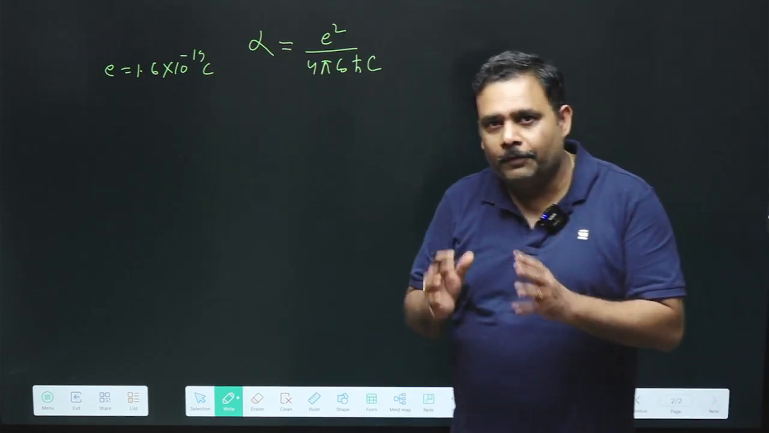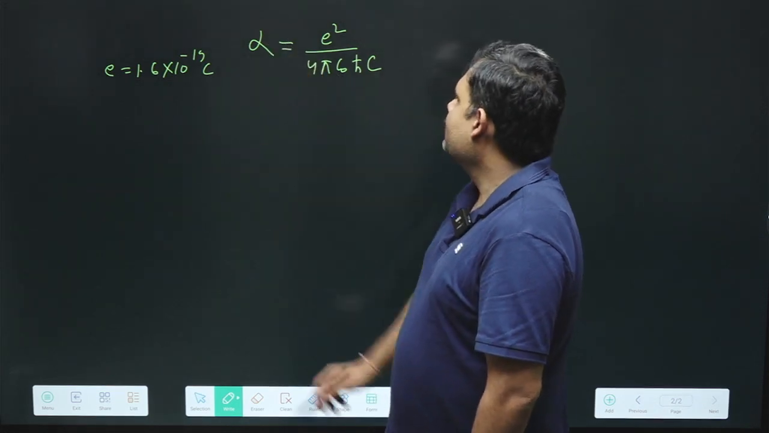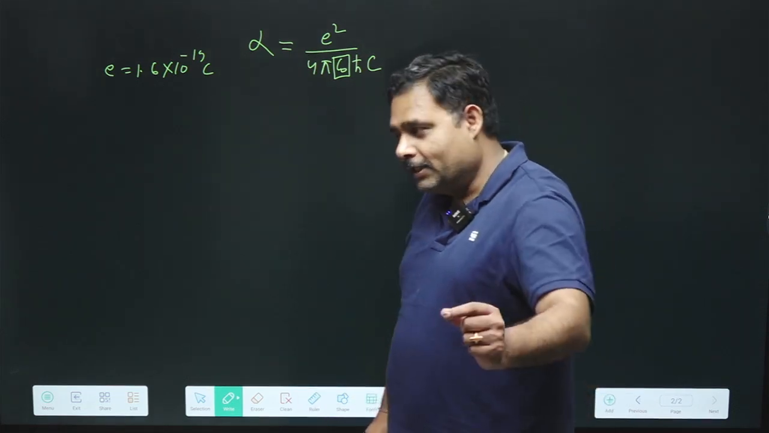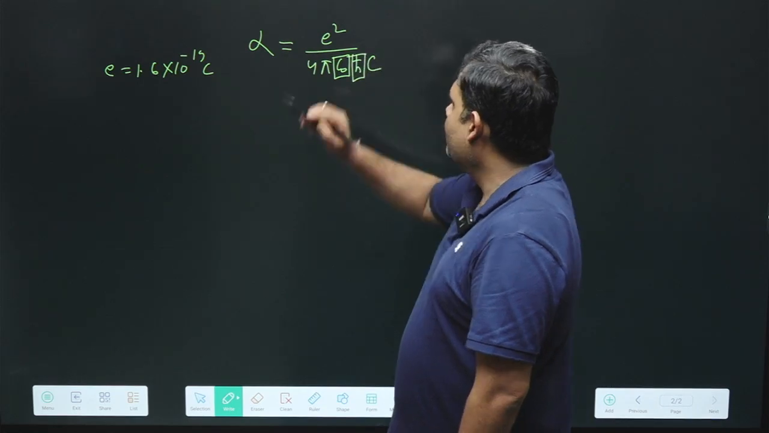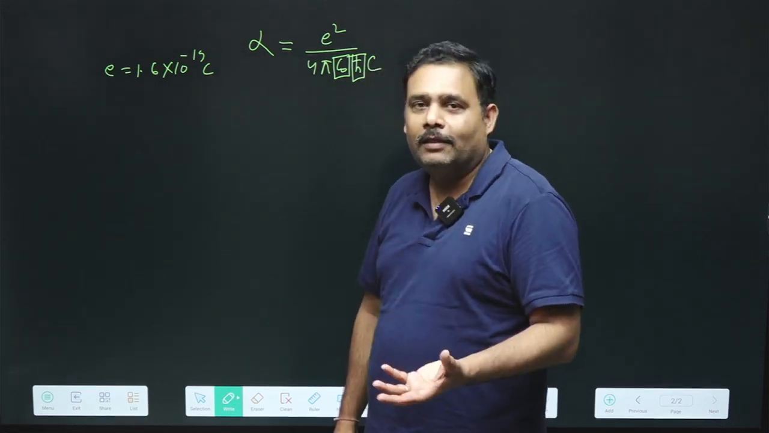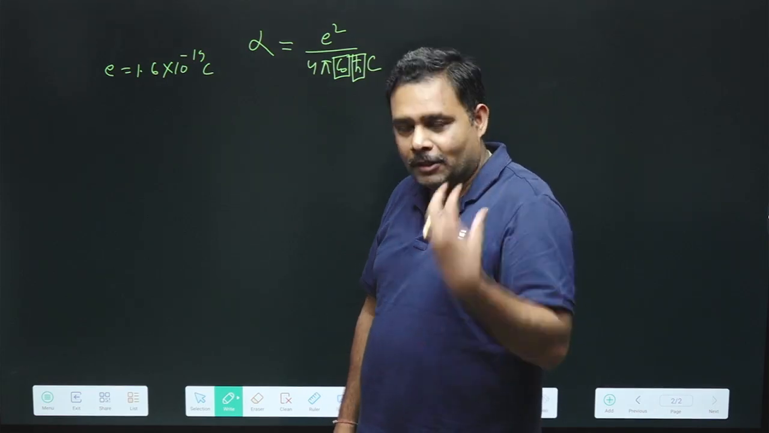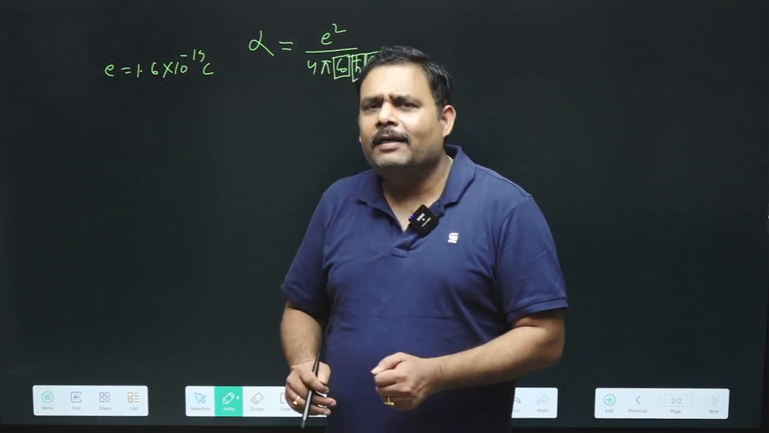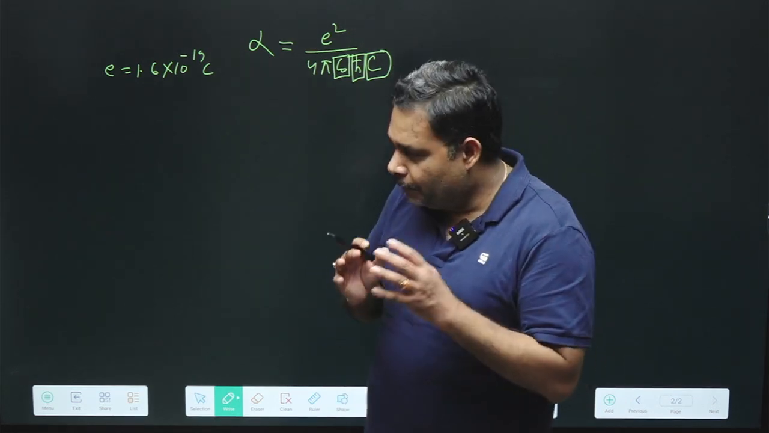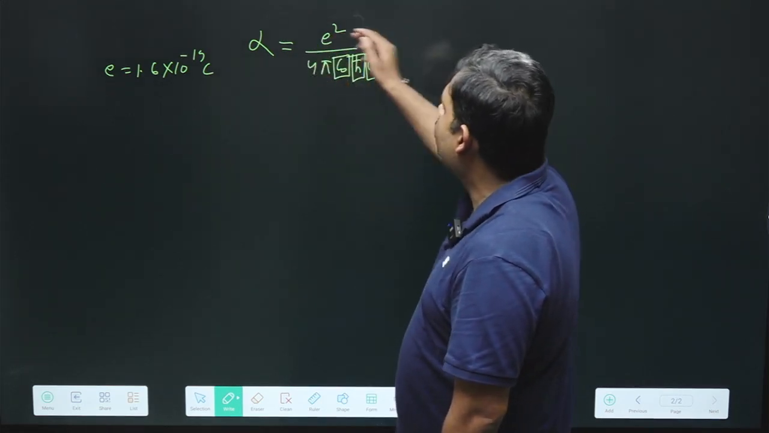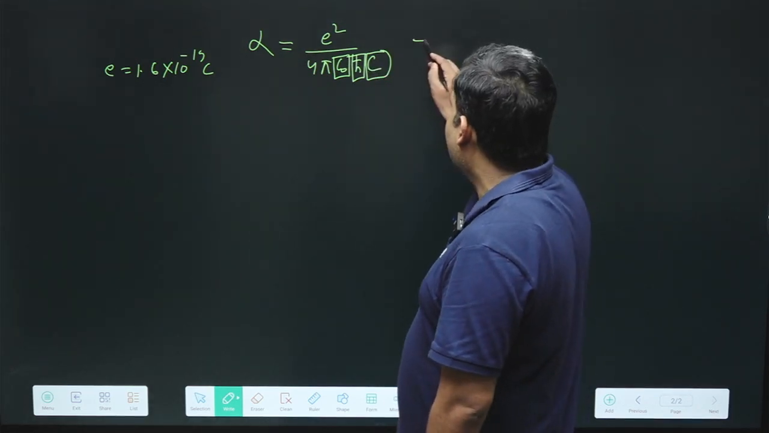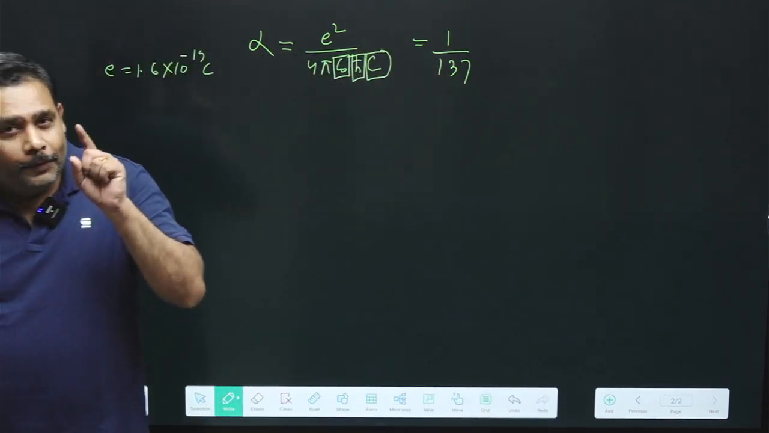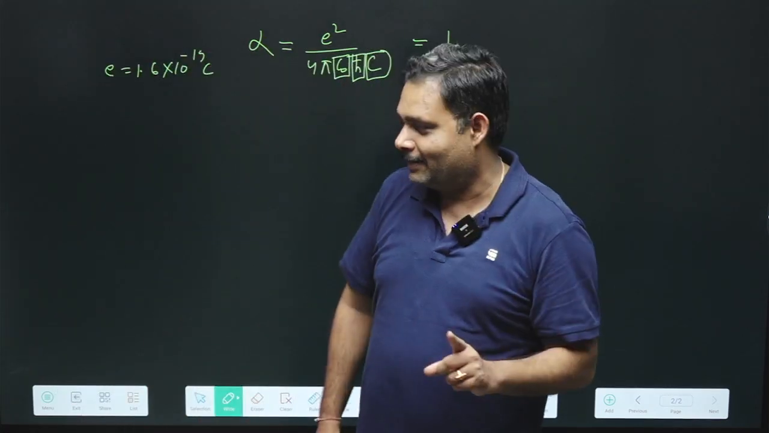And now you can see the beauty of this: the fine structure constant is a function of epsilon naught, which is part of electromagnetic theory. It is a function of h, which is the basic fundamental constant for quantum mechanics, and this c is the constant for the special theory of relativity and electromagnetic theory both. And the beautiful part is that when we calculate this particular value, since everything is constant, it has to come out as a constant, and this value is equal to 1 upon 137. So this is a very small value. But the beautiful thing is that this is dimensionless.